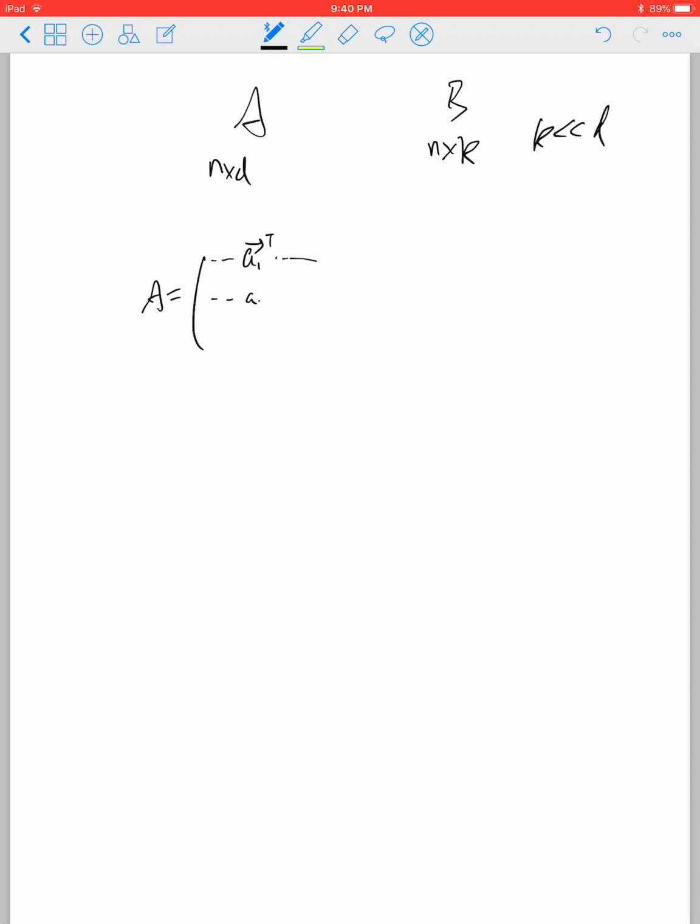Eigenvector that corresponds to the largest eigenvalue of B.